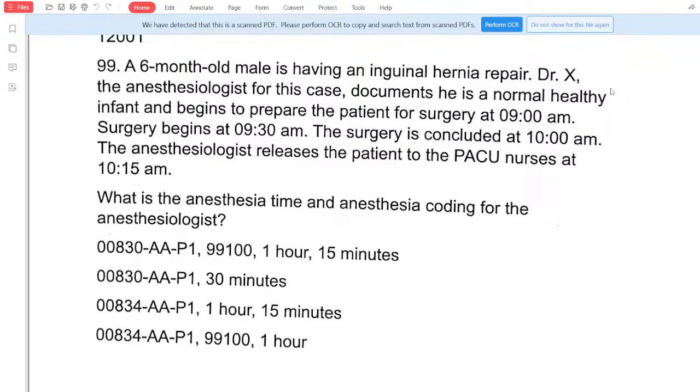No, no need to. 99100 is for younger than, okay, that is okay, but check the entire procedure. What is the procedure mentioned in our question? Internal hernia repair is mentioned. So check the procedures 00830 and 834. Then take the appropriate one. C is the correct answer.